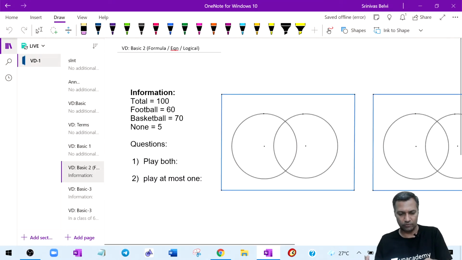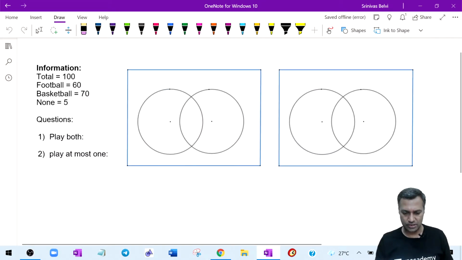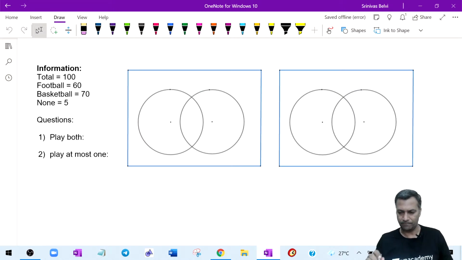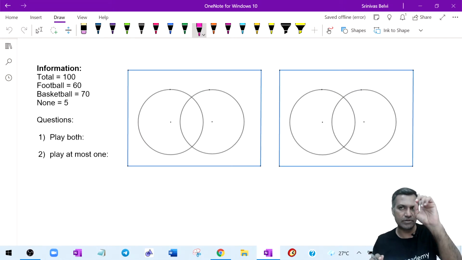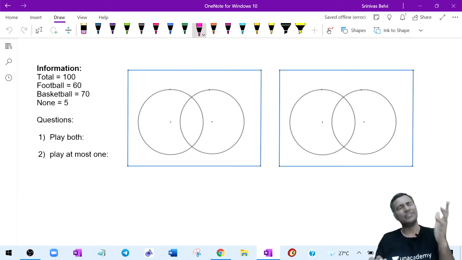I hope it made sense for all of you. Now listen to this question. I will explain the logical way first, because the logic part is what I am talking about. This is a logical study. Then I will explain the equation, formula, all of that. If you understand the logical way, nothing like it. I'm more interested in the logical way.